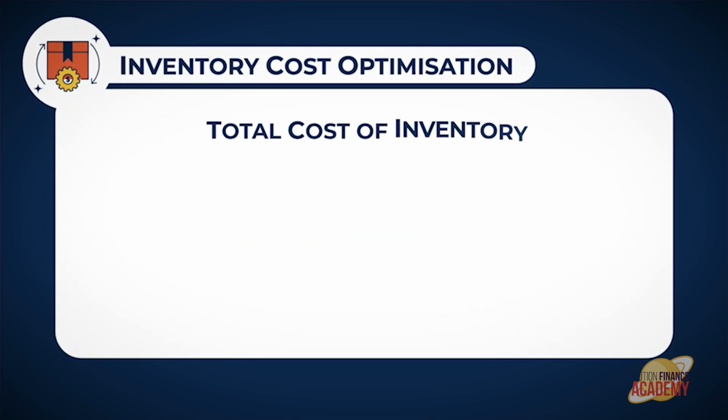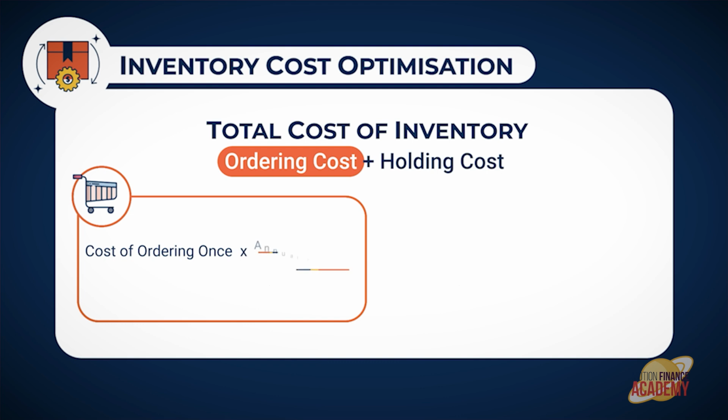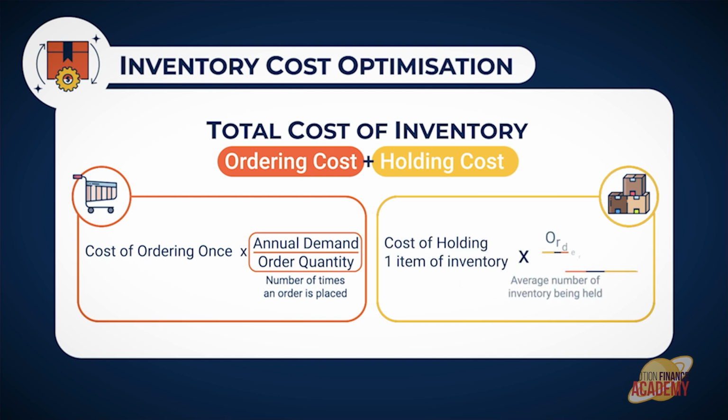Now, for the purpose of optimizing inventory costs, the total cost of having inventory is as follows: ordering cost plus holding cost. Ordering cost is calculated as cost of ordering once times the number of times an order is placed annually. So this is the annual demand divided by quantity. Holding costs equal cost of holding 1 unit of inventory times the average number of inventory being held, which is simply the ordering quantity divided by 2.